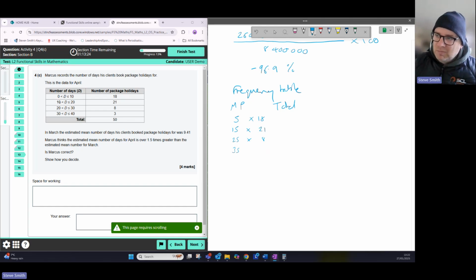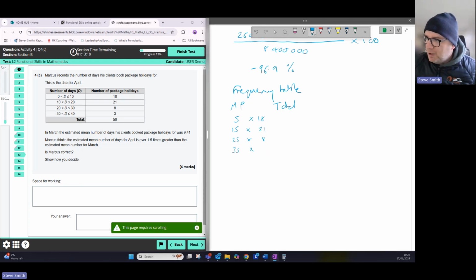Sometimes it'll say like 10 and 12, so you know it's 11 without having to add that in your head. But when it's two numbers like that, we times that by 3. So once we find the midpoint, we times it by the number of holidays. So look, people have gone on holiday between 0 and 10 days 18 times. So we have to estimate that has been a 5-day holiday 18 times, a 15-day holiday 21 times, and so on. There's a total of 50.